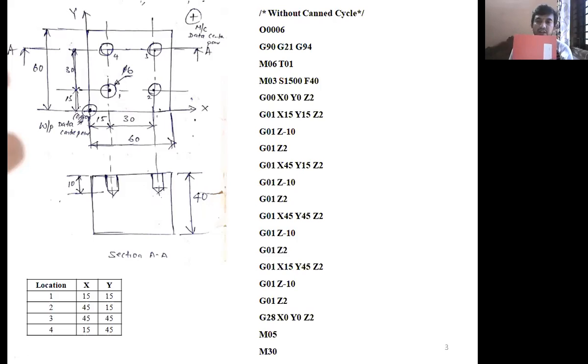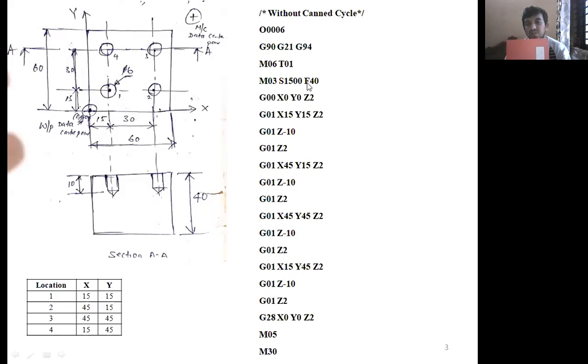Once you choose the cutting tool, then you start rotating the spindle in clockwise or counterclockwise direction based on the M codes. Here M03 rotates the spindle in clockwise direction, that is M03. Whenever the spindle rotates, you should give the speed and feed.